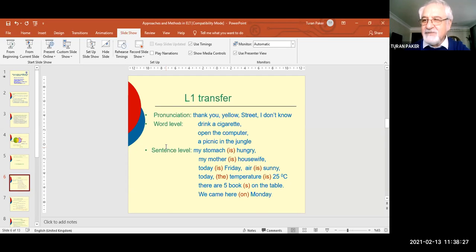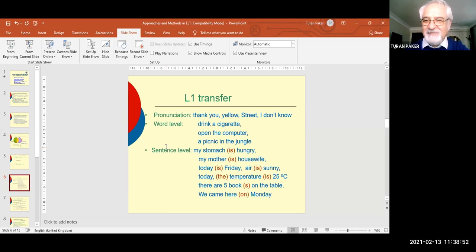We don't have the W sound, but in Arabic you have it. So they don't say yellow, but they say yellow with a different sound. Or sometimes they pronounce the k sound in English, I don't know, etc. Then at word level, we have L1 transfer. For example, for us, we have one word for drinking and smoking.